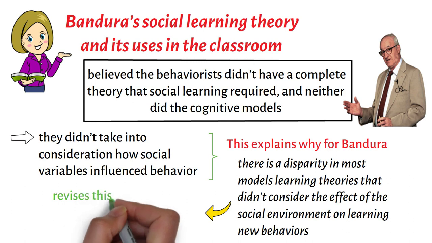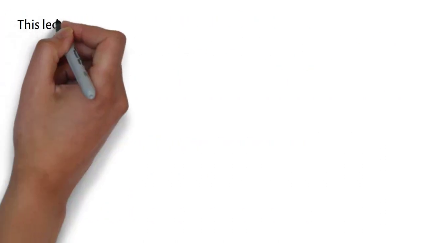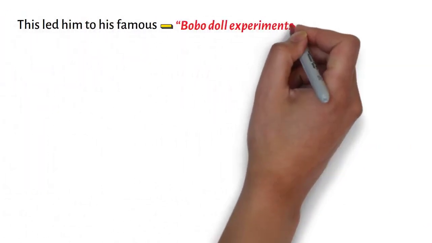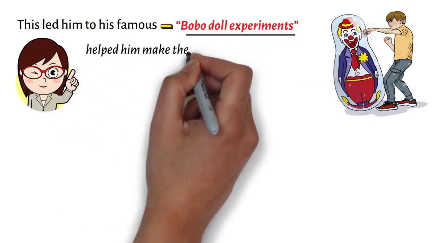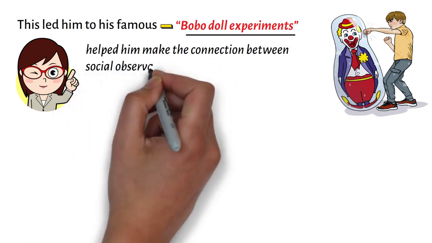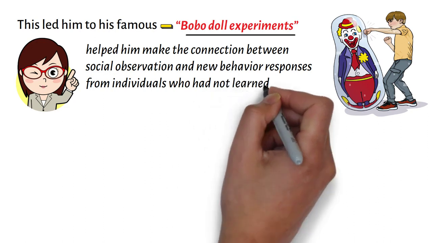Bandura then revises this model because it didn't incorporate and explain all behaviors. This led him to his famous Bobo doll experiments. As we can see, Bandura's Bobo doll experiments helped him make the connection between social observation and new behavior responses from individuals who had not learned the behavior before.